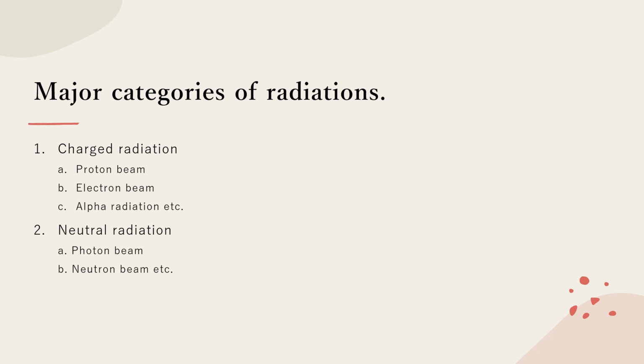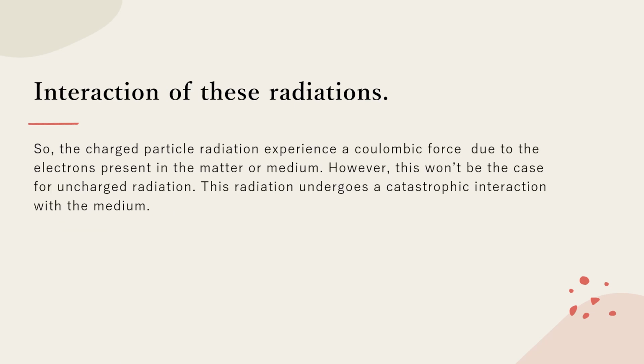Now, these radiation are to be detected. So let's see how these radiation will interact with matter. Because to get detected, they should interact with matter, that is the sensors. So interaction of these radiations. So what happens is when the charged particle radiation enters matter, it experiences a Coulombic force due to the atoms present in the matter. So the electrons in the atoms apply a Coulombic force on the charged particle radiation, thus causing changes in the matter which are further detected.